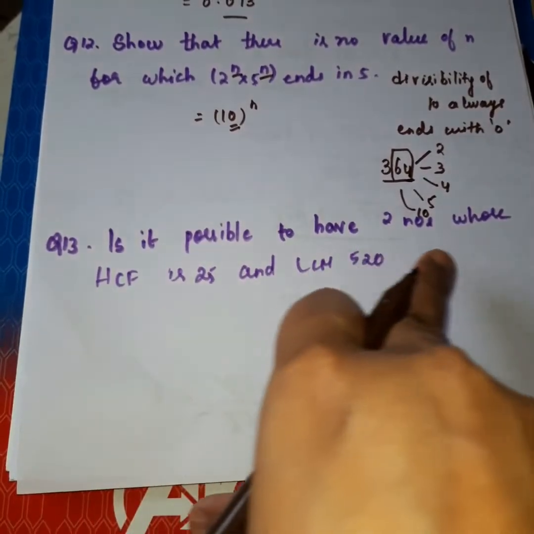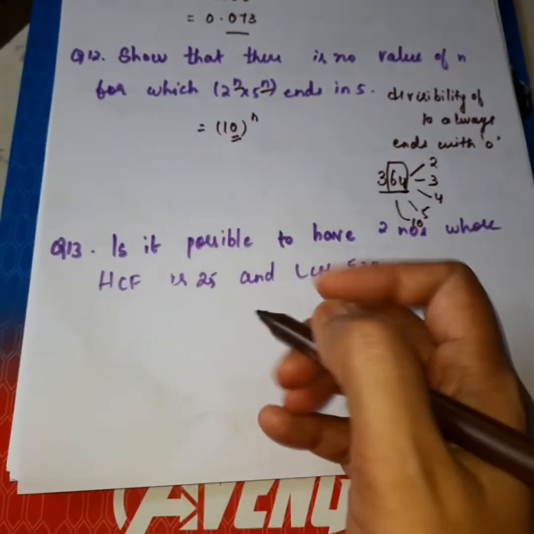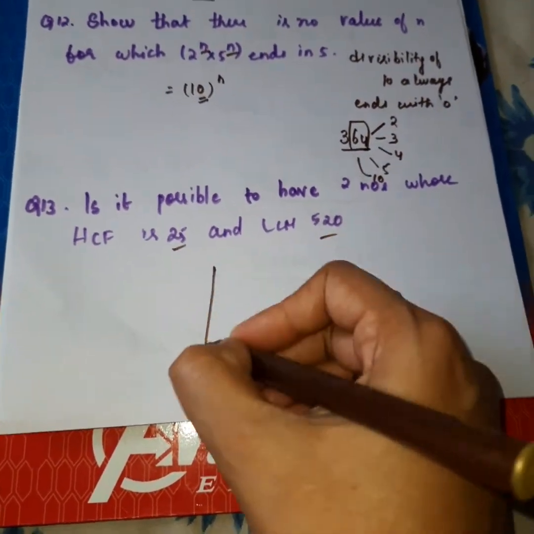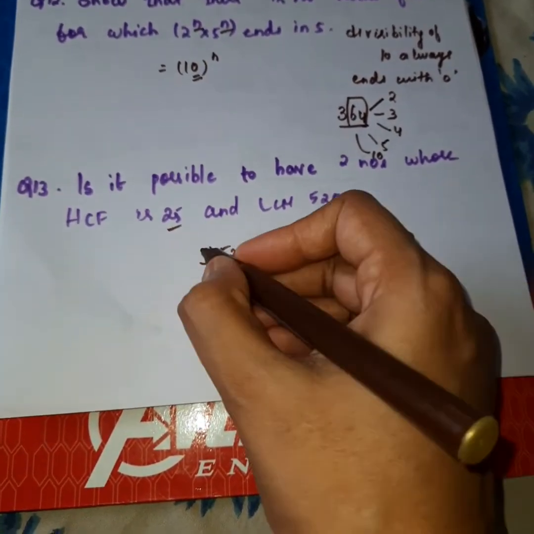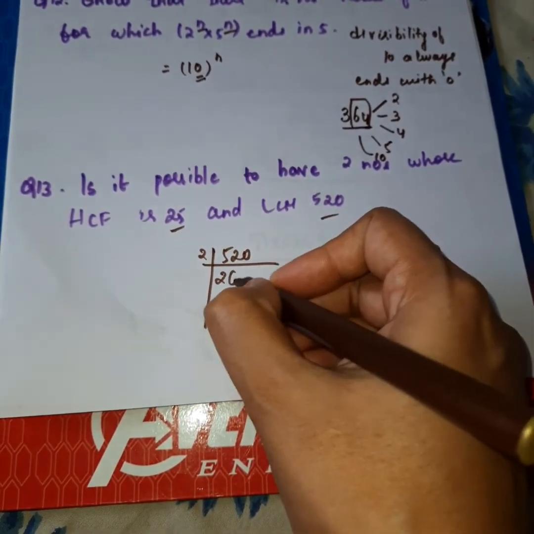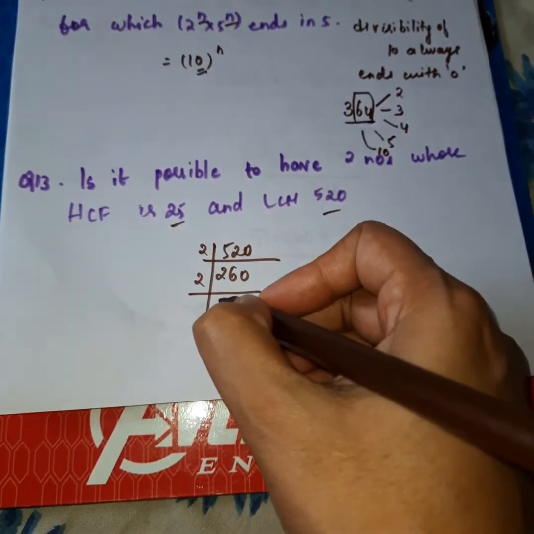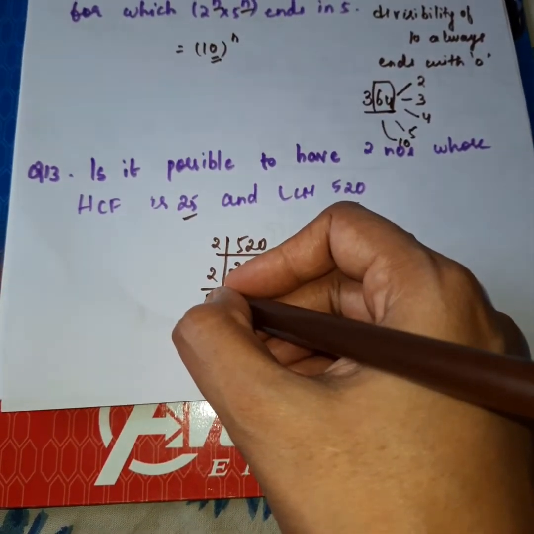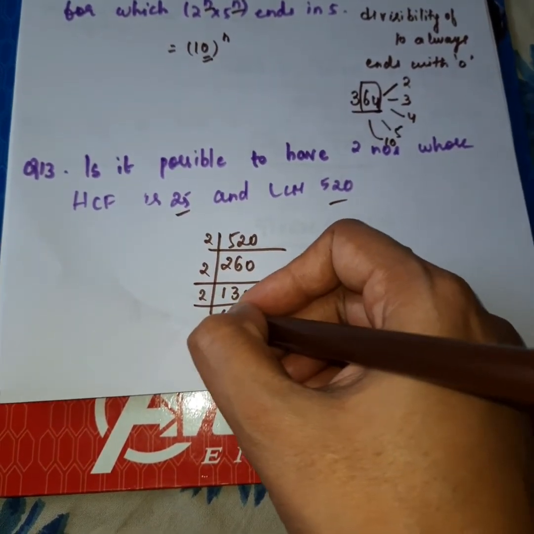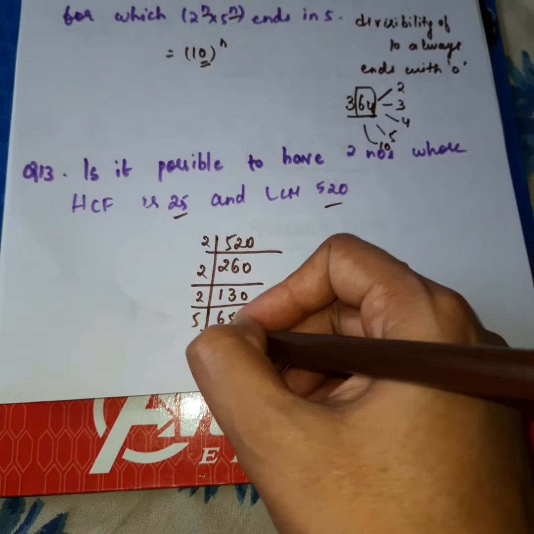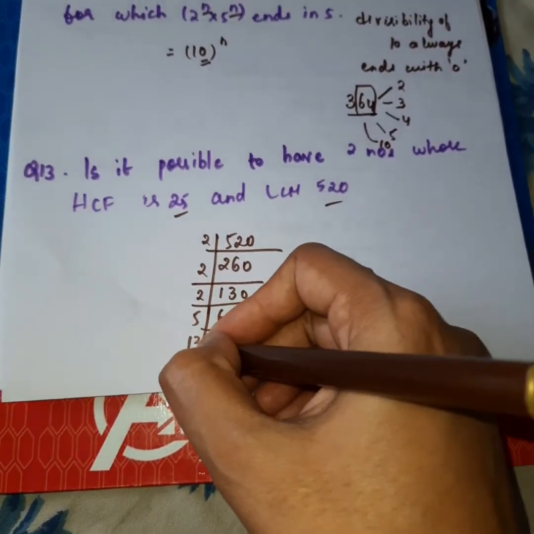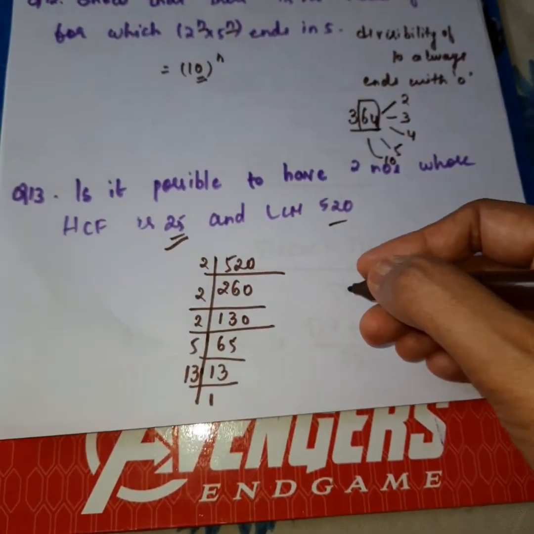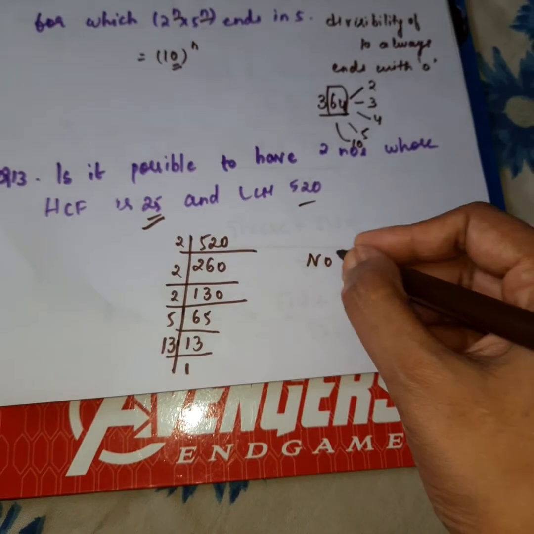Question 13. Is it possible to have two numbers whose HCF is 25 and LCM is 520? So HCF must be a factor of LCM. So in this case, when we take the LCM of 520, it is 2 times 260, 2 times 130, then again 2 times 65, then 5 times 13, and 13 times 1. So HCF 25 is not a factor of 520. So this is not possible.